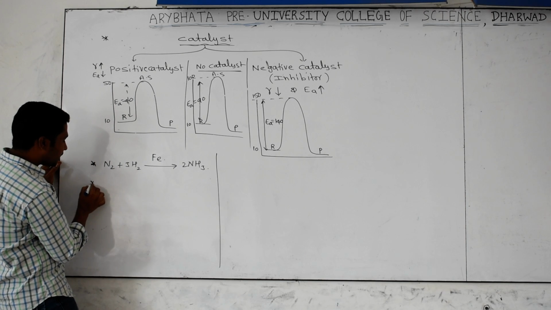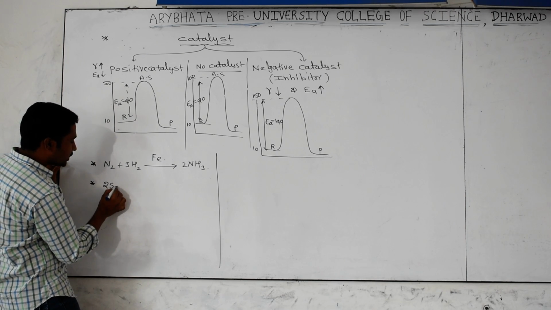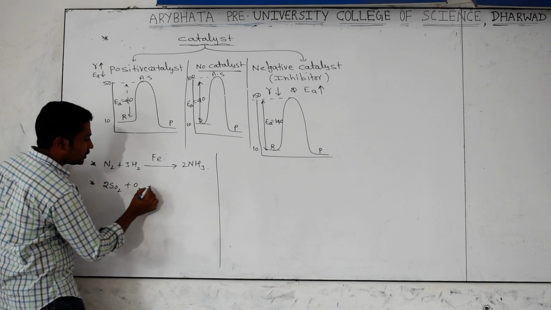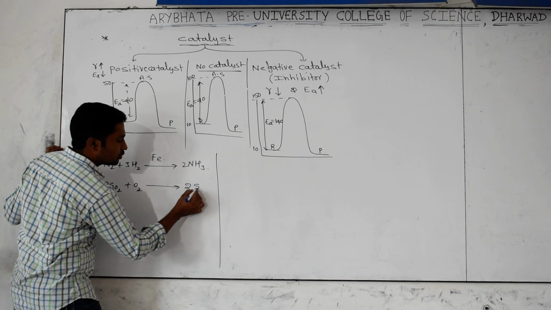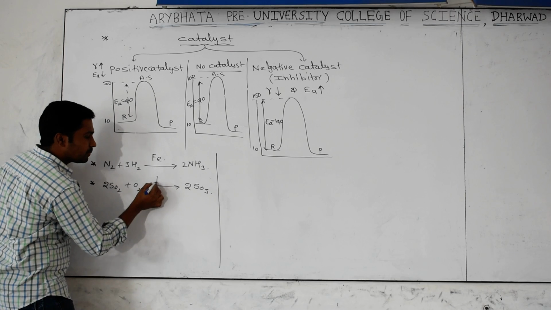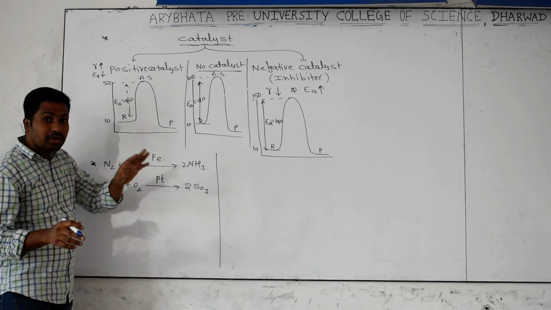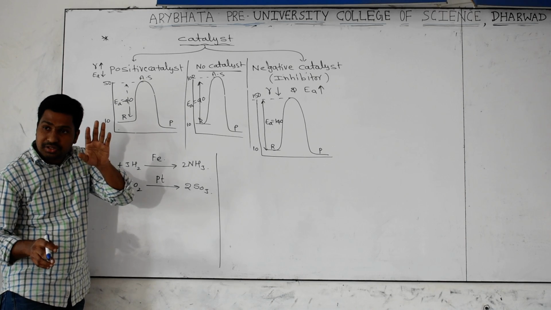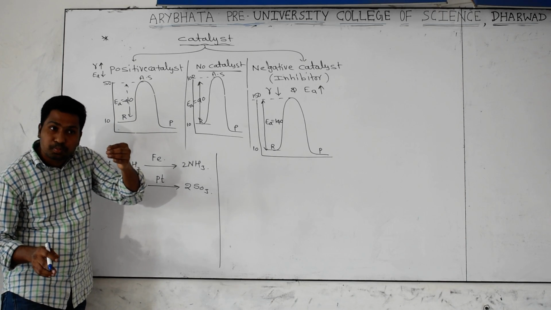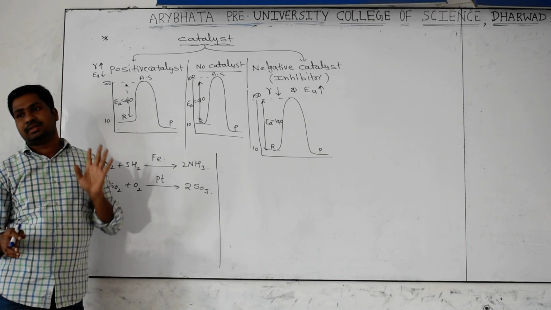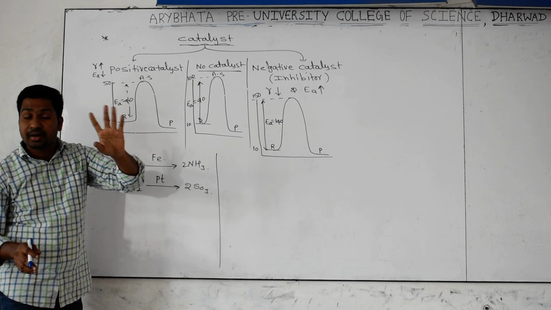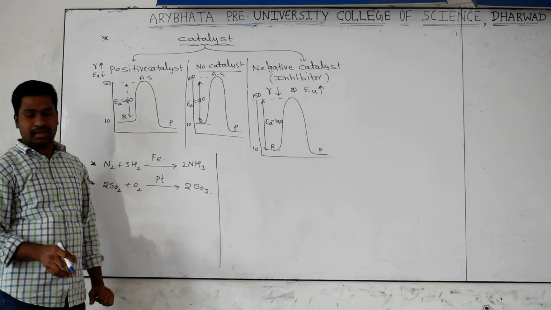Can you see some other example? You take 2SO2 plus O2 gives 2SO3. Here, which is acting as a positive catalyst? Platinum. One more thing I am telling: a catalyst will not start the reaction. The reaction is already going on. To speed up or to slow down, a catalyst is important. A catalyst will never initiate the reaction.